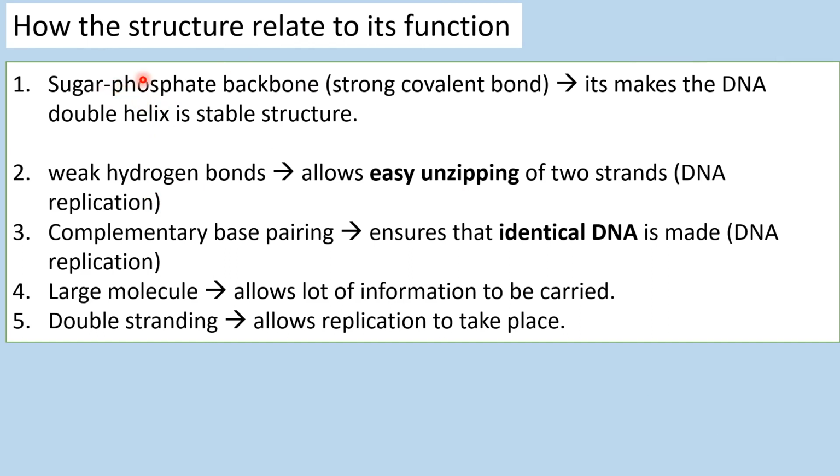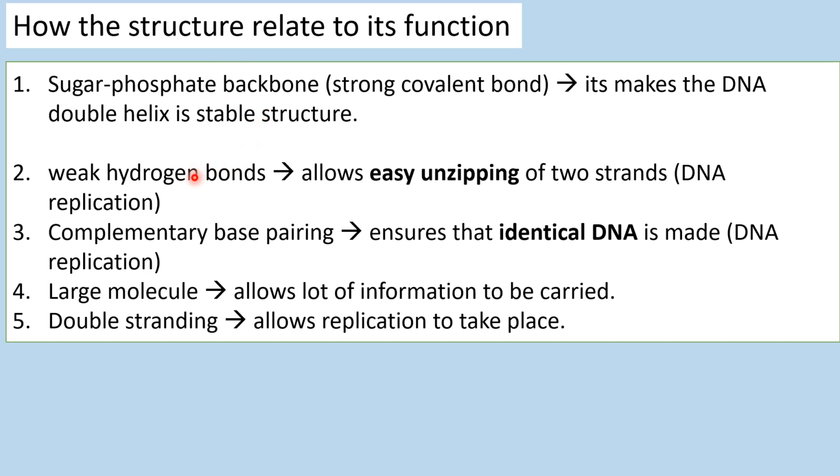Number 1, we have seen the sugar phosphate backbone. If you can remember, we said the human backbone and the polynucleotide, the DNA strand, the back of it looks like the backbone, so we call it the sugar phosphate backbone. And remember, they are held together by a strong covalent bond, and that specific bond was called the phosphodiester bond. The reason why they have that is it makes the DNA double helix a very stable structure. We want our DNA to be a very stable structure. This is the most important thing of the cell.